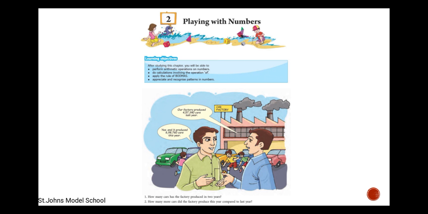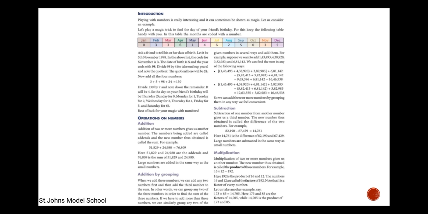In this chapter, you have already learned the fundamental operations of numbers, that are addition, subtraction, multiplication, and division. In multiplication, the result we get is called the product, and if you multiply 16 into 12 you will get 192. Then 16 and 12 are called factors of 192. All these things you have learned in 5th class.